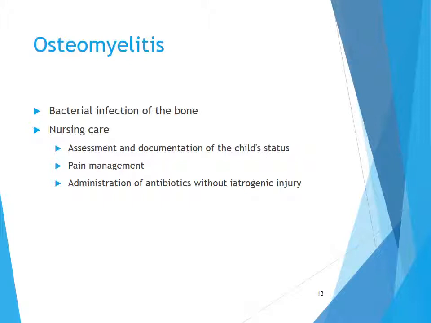Group B streptococci in neonates, MRSA, Streptococcus pyogenes, H. influenzae, and E. coli also are pathogens that can cause osteomyelitis. Salmonella seems to be the most common cause of osteomyelitis in sickle cell children. Typically, this affects preschoolers younger than 6 years of age, and boys are more often affected than girls.